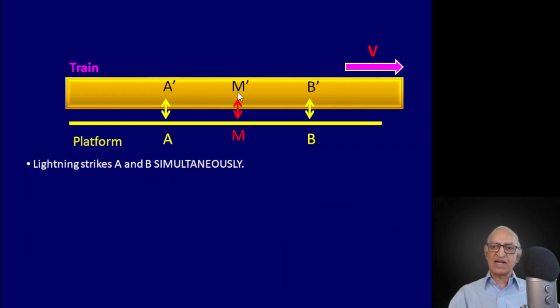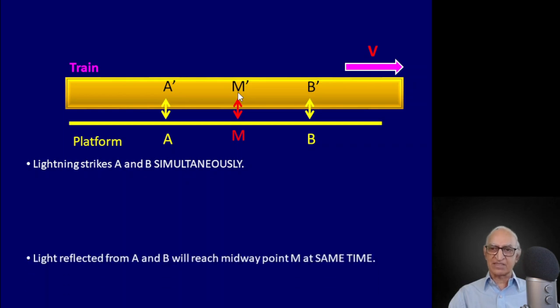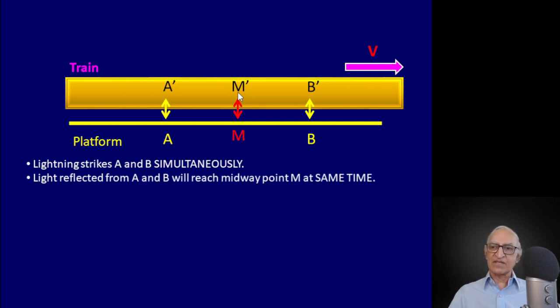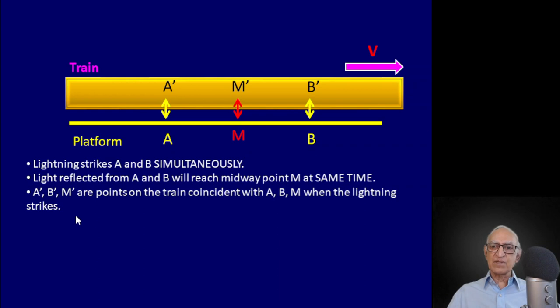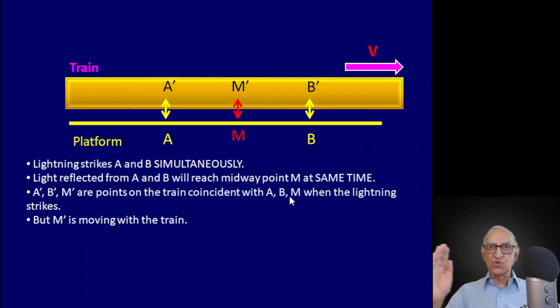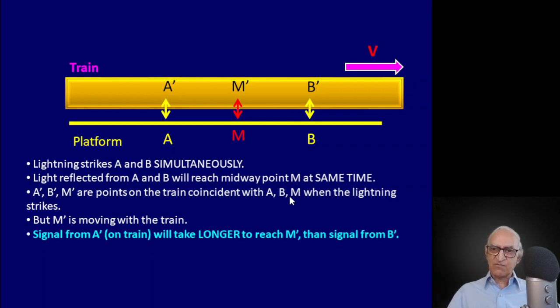Therefore, let's repeat. Lightning strikes A and B simultaneously. Light reflected from A and B will reach the midway point M at the same time. Therefore, the lightning has struck A and B simultaneously. But A prime, B prime and M prime are points on the moving train, coincident with A, B and M when the lightning actually strikes. But M prime is moving with the train. Therefore, the signal from A prime on the train will take longer to reach M prime than the signal from B prime will take to reach M prime.